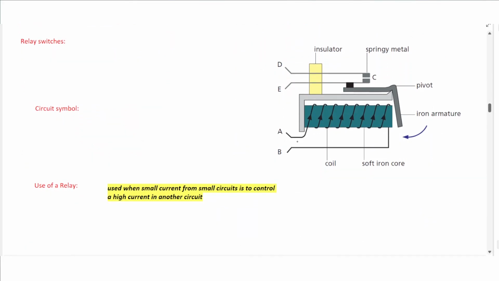Another use for an electromagnet is the relay switch. A relay is generally a coil connected to a circuit just next to a switch which is made of iron or a magnetic material connected to another circuit. So the symbol for a relay is a rectangle, which is the coil connected to a circuit, next to a switch, which is connected to another circuit, and there is a dashed box around both. So this whole thing is a relay.